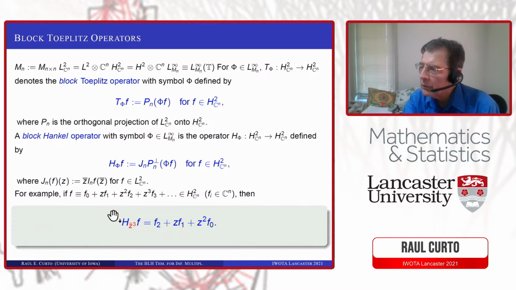And in particular, if you wonder about what this is in concrete terms, take a function in H2, and look at the power series expansion, F0, zF1, z squared F2, z cubed F3, and so forth. And then what is H of z bar cubed applied to F? That's gonna be F2 plus F1 z plus z squared F0. That's how the Hankel operator works, right? You see that it grabs these first coefficients and then just creates a new function like that.